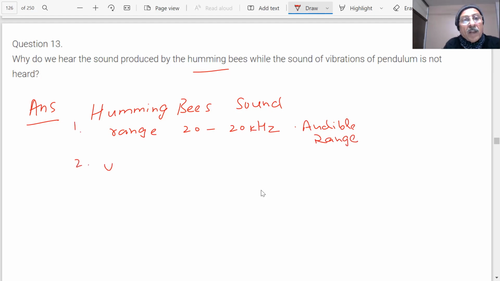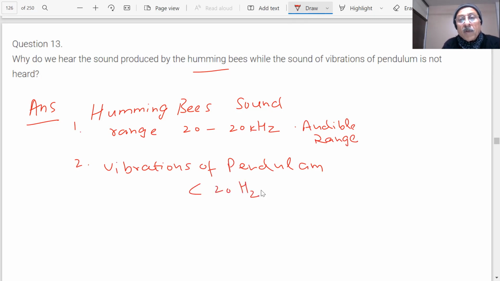And vibrations of pendulum. Sir, it is less than 20 hertz. That is infrasonic. So the bee sound can be heard, and the pendulum vibration cannot be heard.